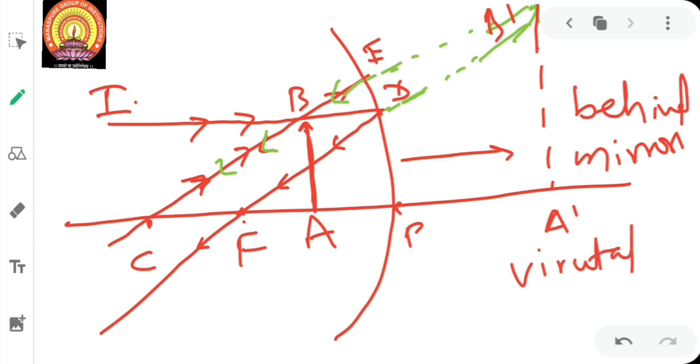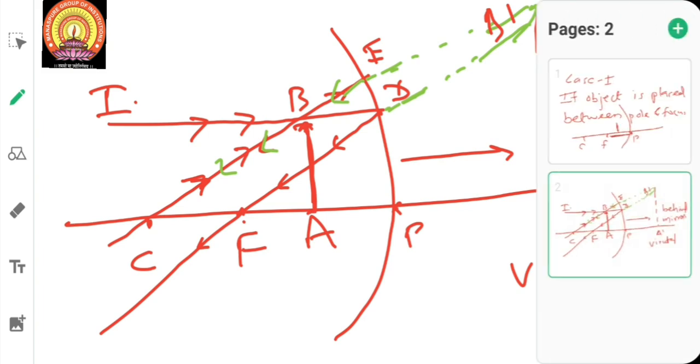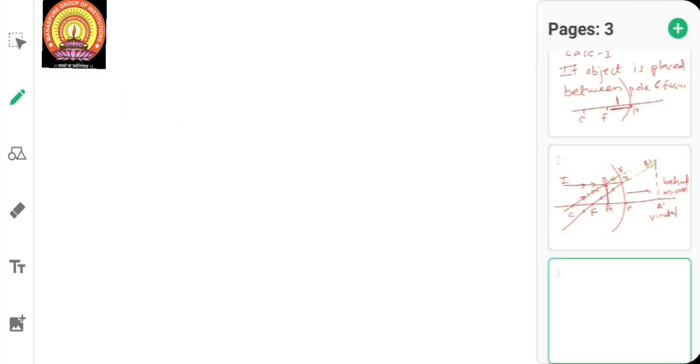And also this image is larger in size than that of the object. See, the object is of height AB and the image is of height A dash B dash. This image is larger than that of the object. It means that the image is magnified. When the image is magnified, what the results are, let us see.